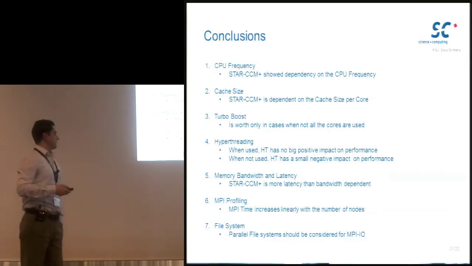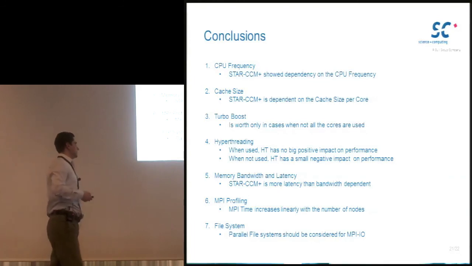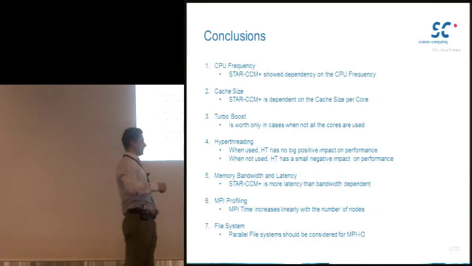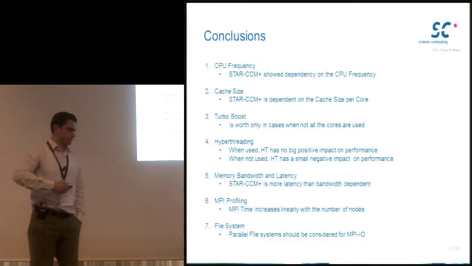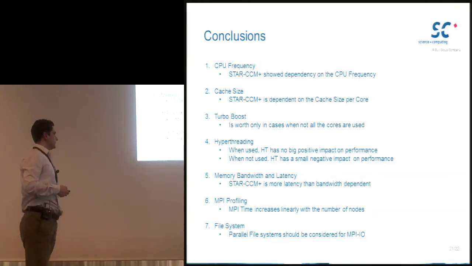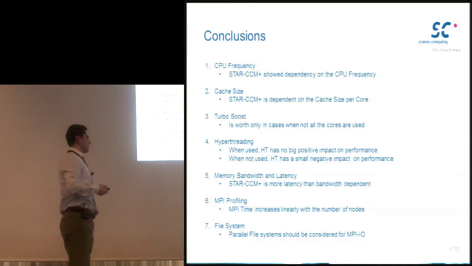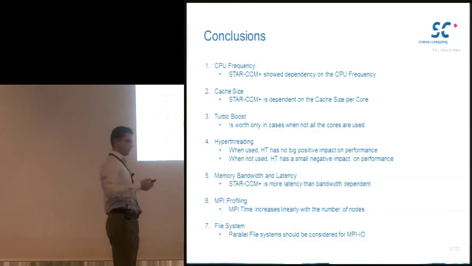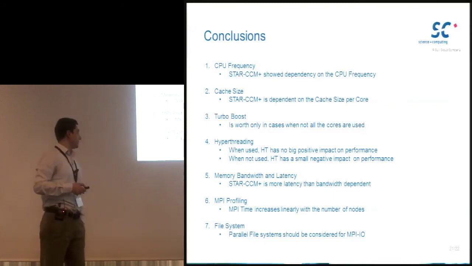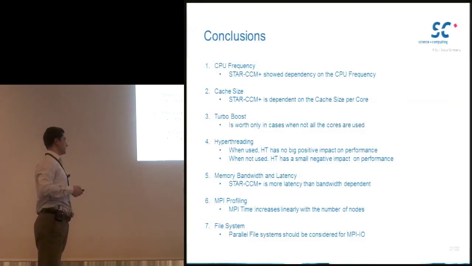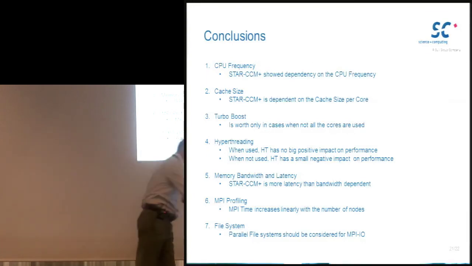Regarding memory bandwidth and latency, I can say that it's more latency than bandwidth oriented, so you get all the data in megabytes per second. And the MPI time increases with the number of nodes. Probably some tuning on the all reduce operations would help here, and using a parallel file system would also help.